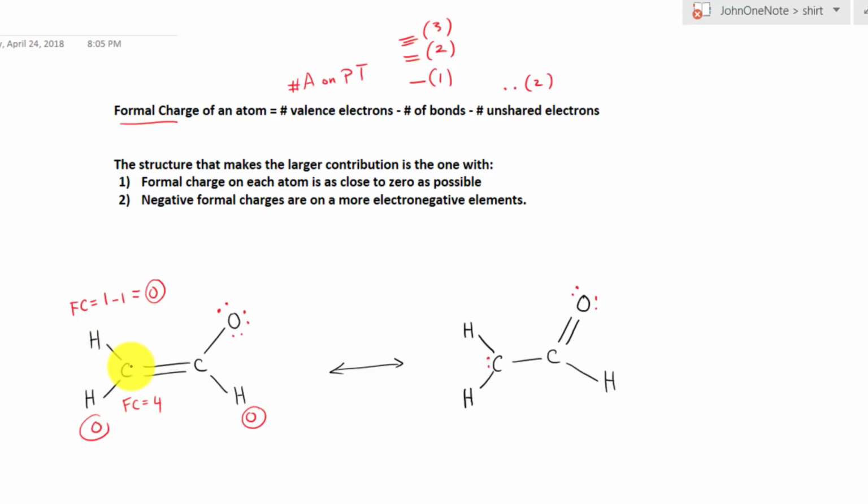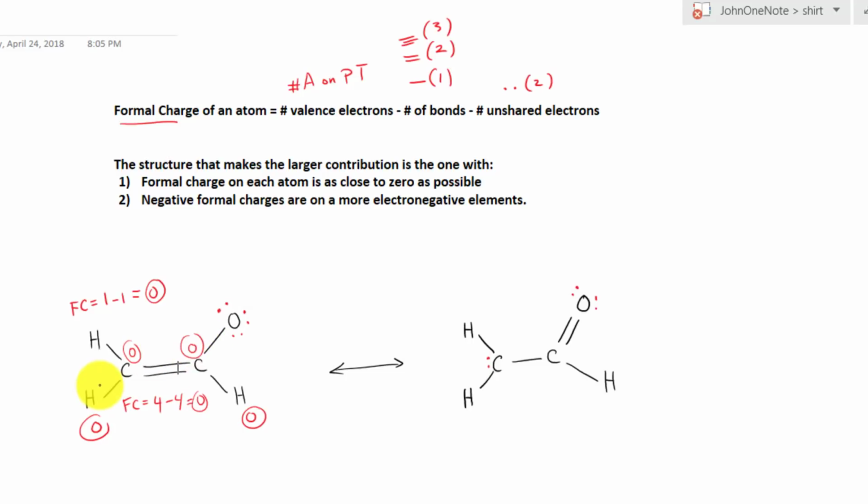That gave us 2 already. Then we have a double bond. That gives us another 2 more. So we have minus 4. And we don't have any unshared electrons, so therefore it's going to be 0. So the formal charge for this one is 0. And notice how this carbon and that carbon is the same. So right away we know it must be 0 as well.